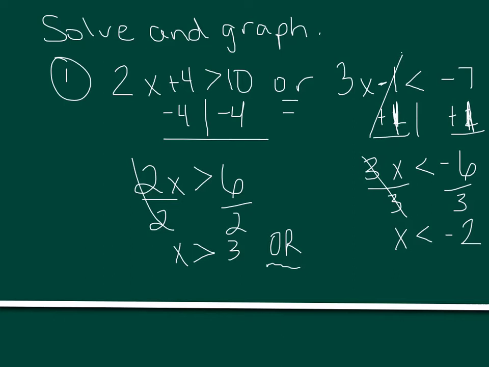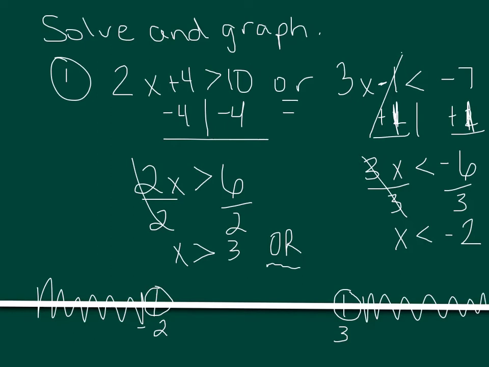So my answer is x is greater than 3 or x is less than -2. So I graph those on the number line. Now we know -2 has to be to the left of 3 because -2 is smaller than 3. At -2 it's an open circle and x is less than -2, so we shade left. For the other one it's an open circle as well because it's not equal to. X is greater than 3, so we shade to the right. So that is an or graph because x is either less than -2 or it's greater than 3. It can't be both.